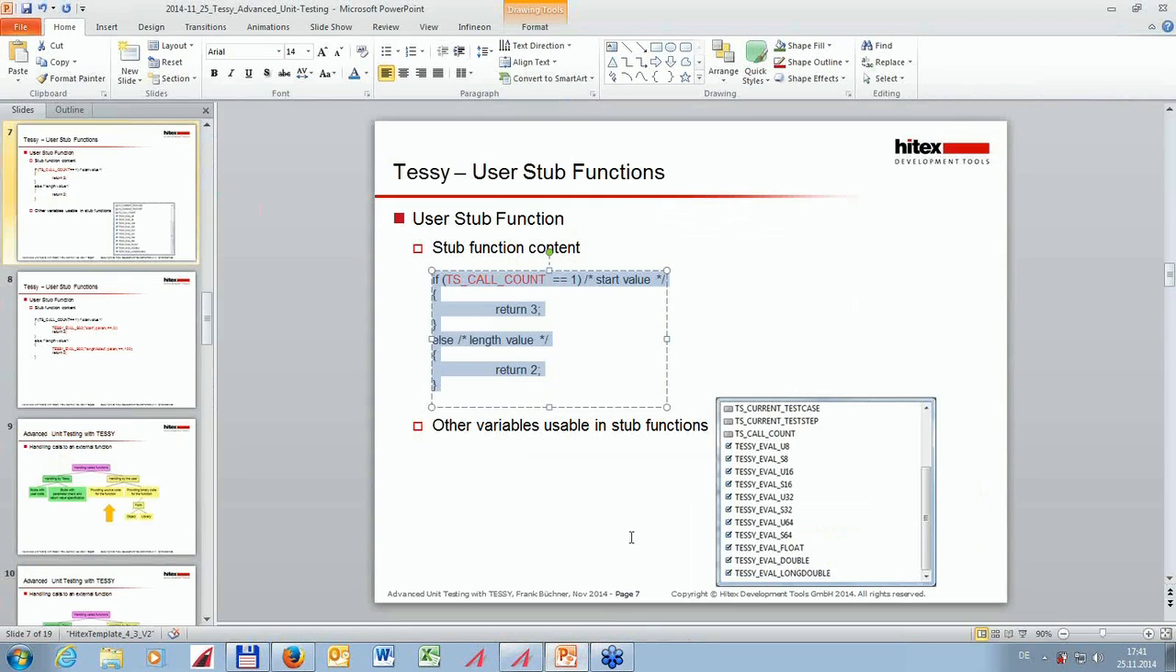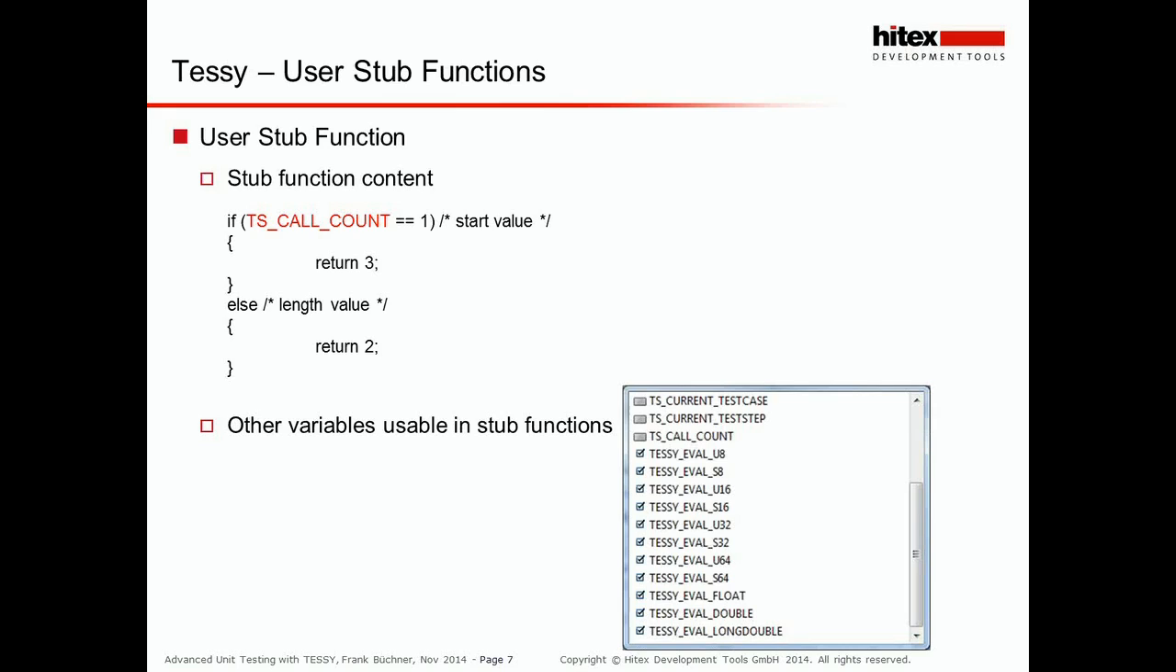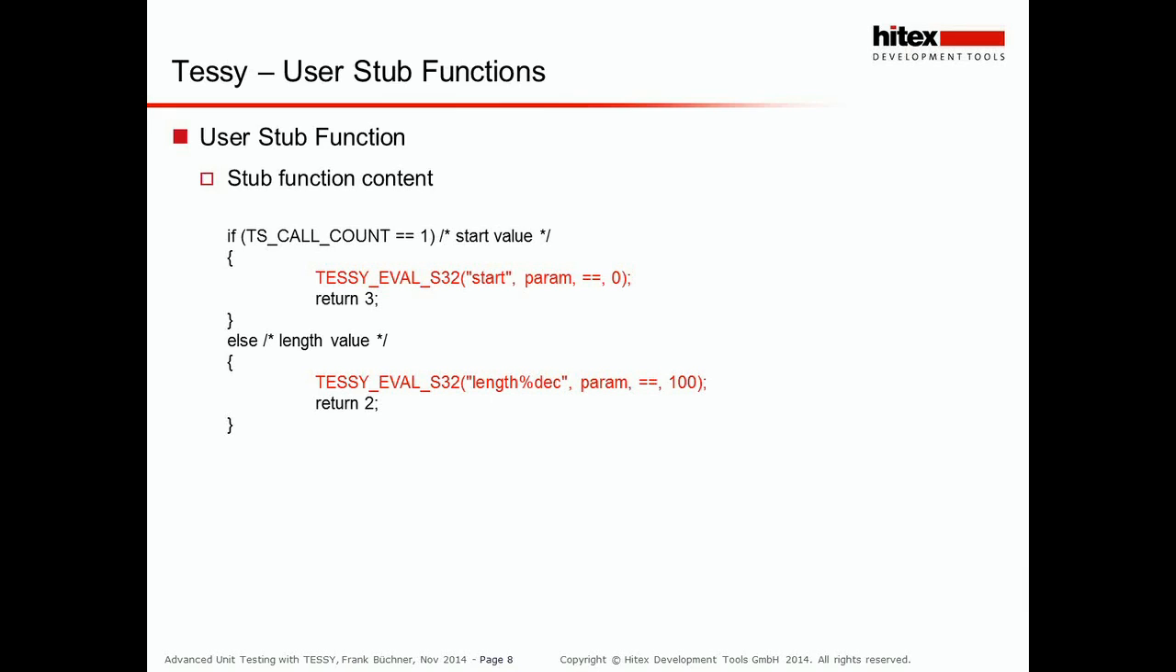back to this PowerPoint slide, you see here that there is a lot of other things available. We have now learned what TS call count can do. There's also a possibility to find out what is the number of the current test case, what is the number of the current test step, and there's also the possibility to use this kind of evaluation macros, how they are called. This allows you to evaluate values of variables inside a stub function, and this will add to the overall result of a test case. And how to use this is explained here.